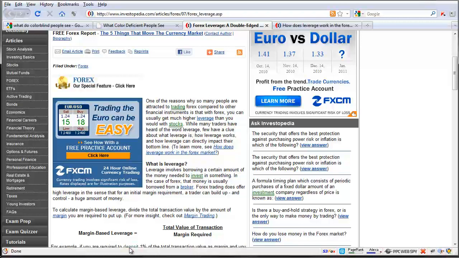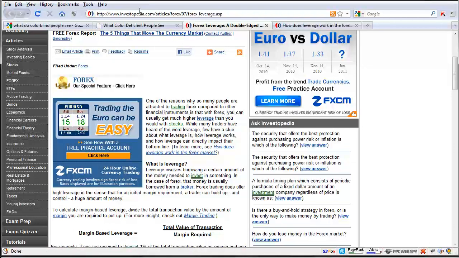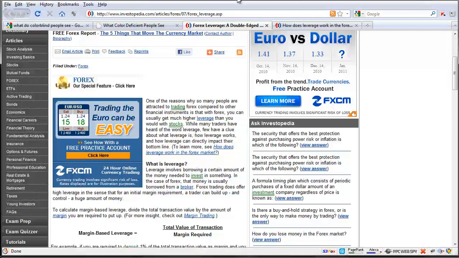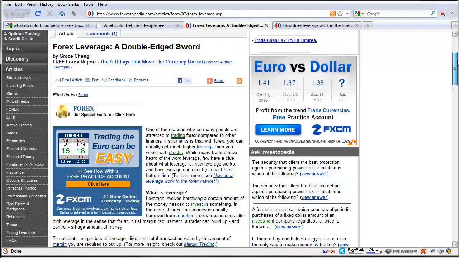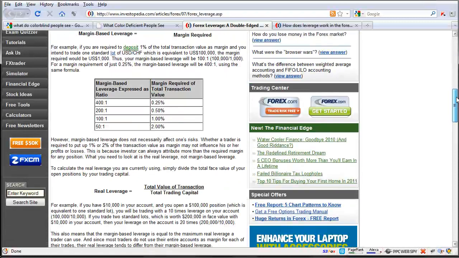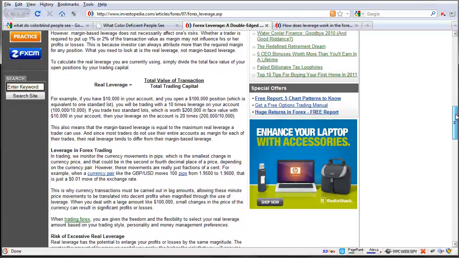Alright, so let's give you another example. Let's go to this website here, and it's called investopedia.com/articles/forex/07/forex_leverage.asp. Alright, and that's right there. What I've basically done is I've typed in what is forex leverage. Now if you go through this article here, it will give you a little bit more insight into what it's about.